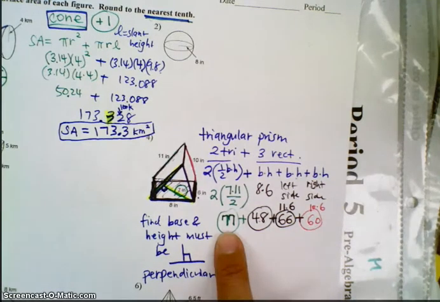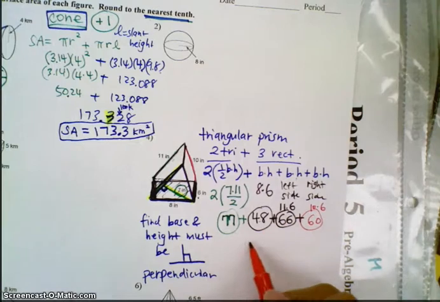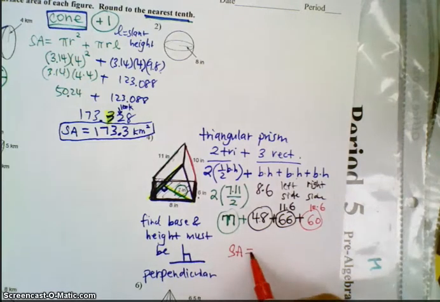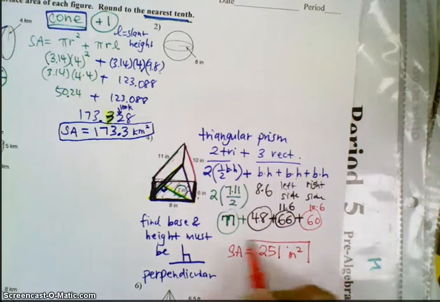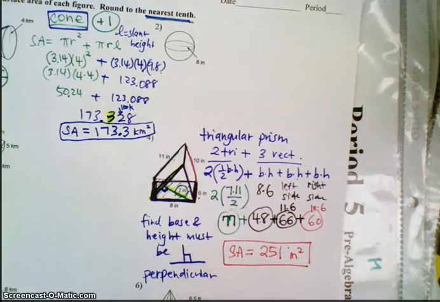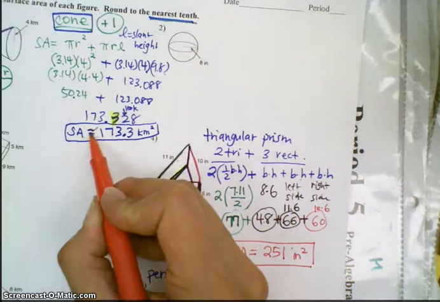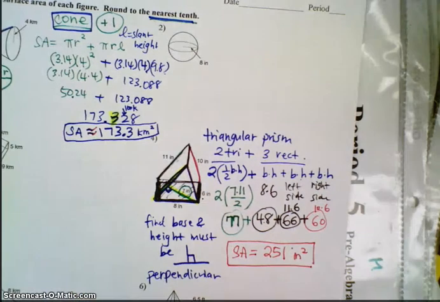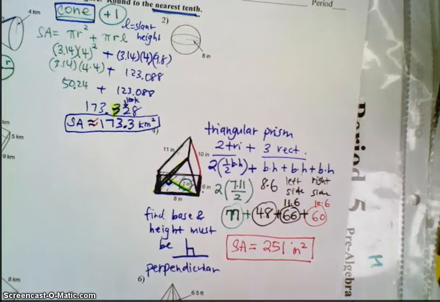Remember, these are the 2 triangles. These are the 3 rectangles. So add them all up. I will get that the surface area is equal to 251 inches squared. No rounding. It's exact. Okay, actually for number 1, it'd be best even to use the squiggly equal sign as a more precise answer. Let's try number 6.